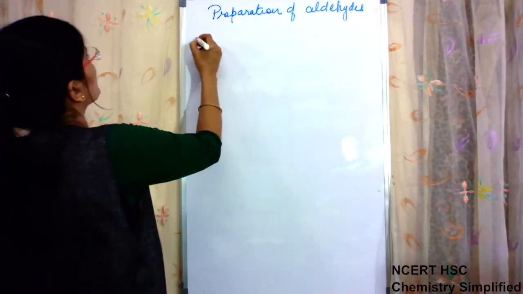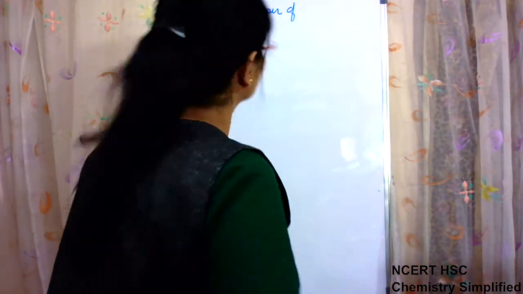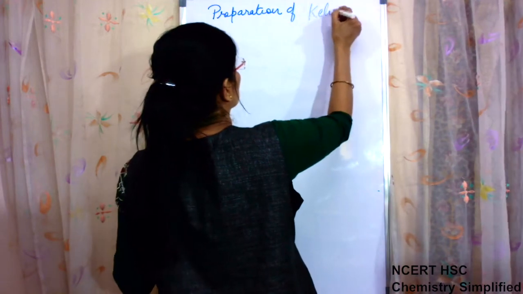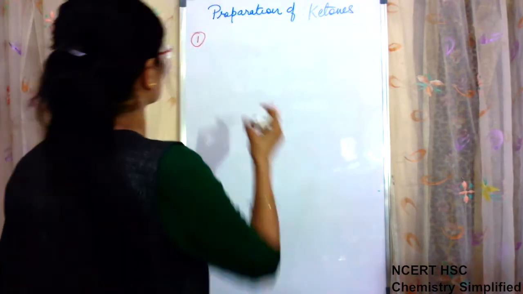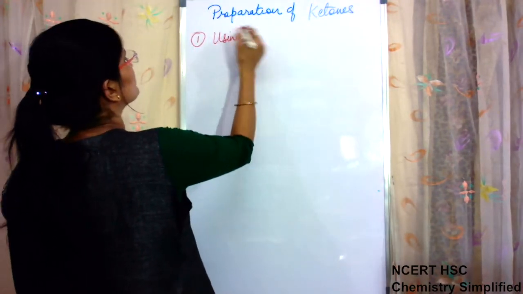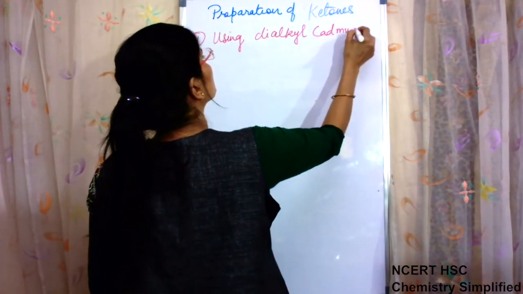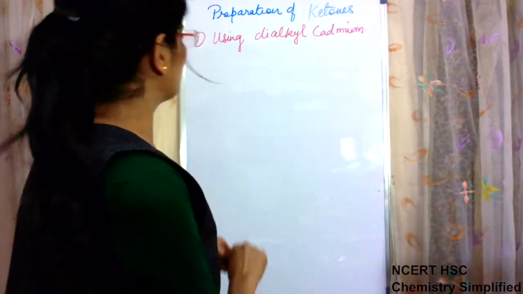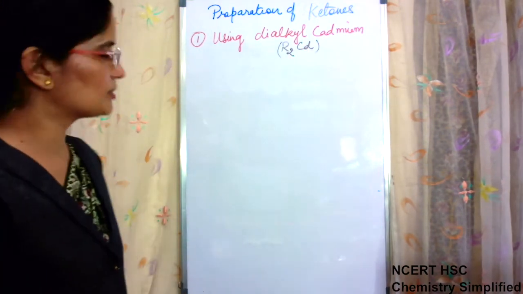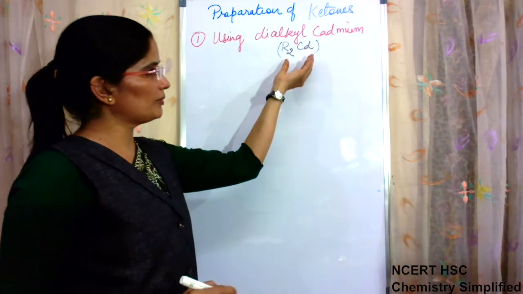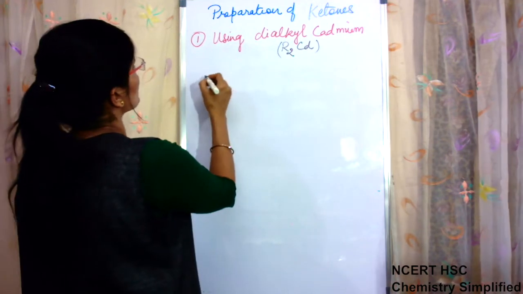Now, first method, preparation of not aldehydes, ketones. Okay, preparation of ketones. First method, using dialkyl cadmium. What is dialkyl cadmium? R2Cd is dialkyl cadmium. Now, dialkyl cadmium needs to be prepared. It is not already prepared. So, how is it prepared? First, we see to that.